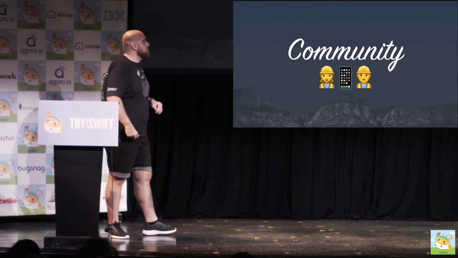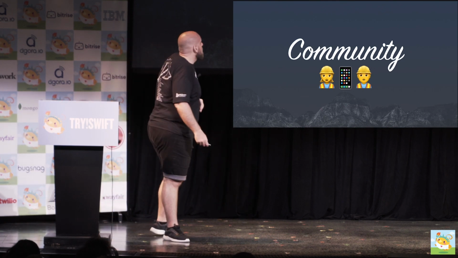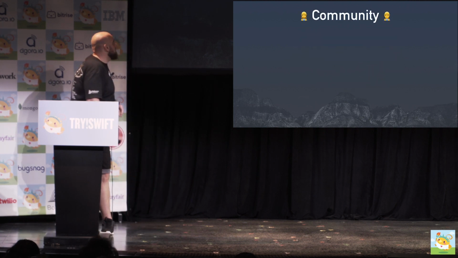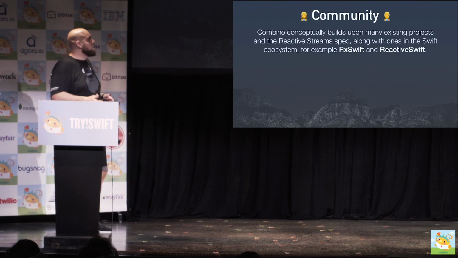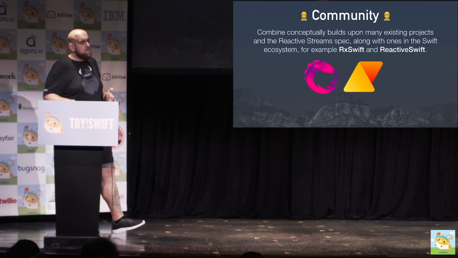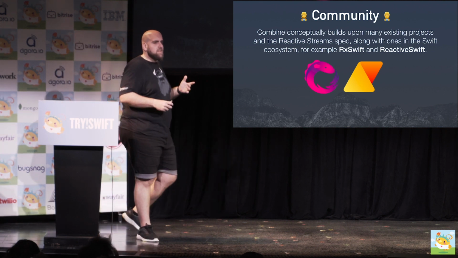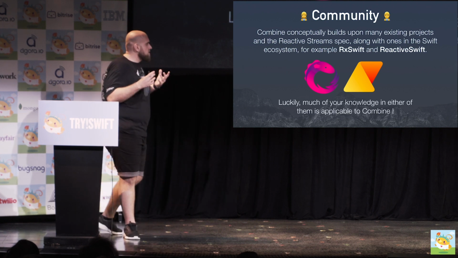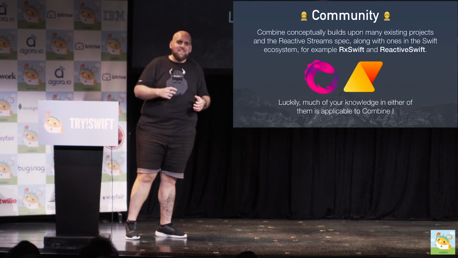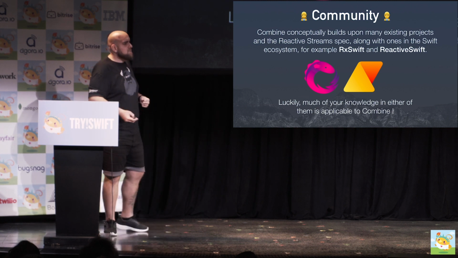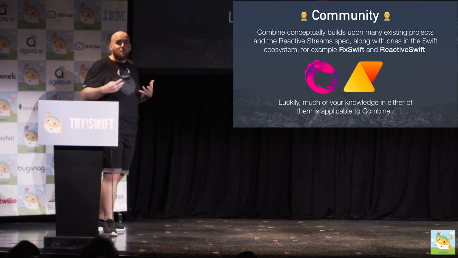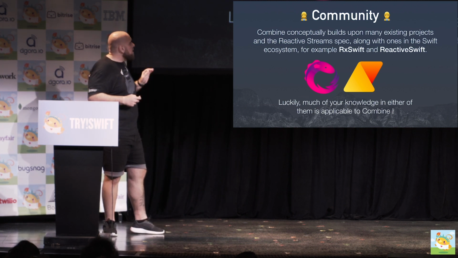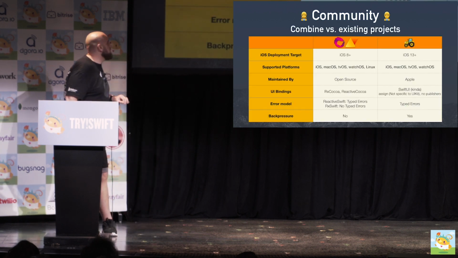I want to spend a few moments to talk about community. So Combine is new, but reactive programming is not. There is a really thriving and large community of reactive development, mainly RxSwift and ReactiveSwift, that kind of paved the way. And if you are developing in any of these frameworks, your knowledge is transferable to Combine. It uses many of the same techniques, many of the same concepts. You just have some different names, basically. And there are a few key differences that you should be aware of.